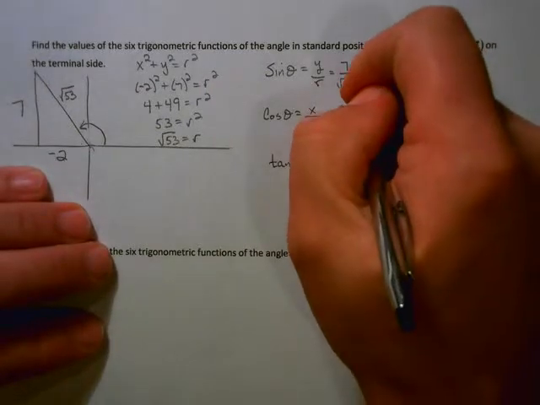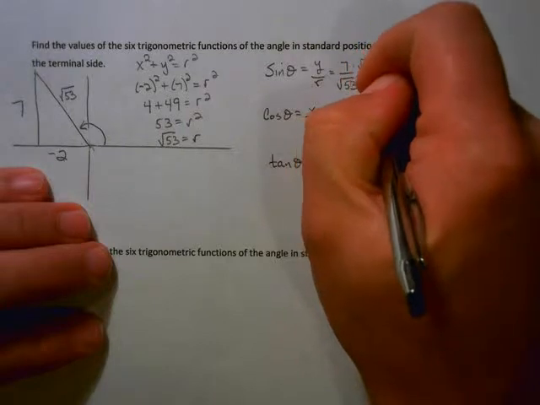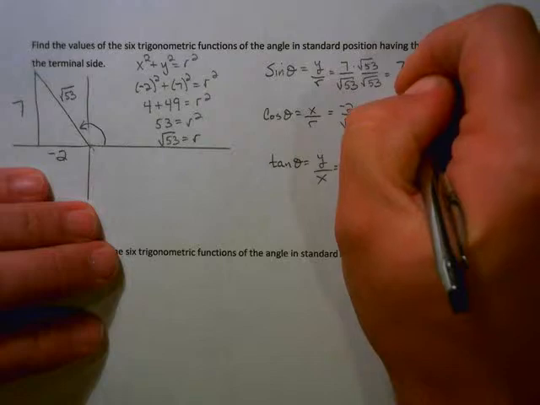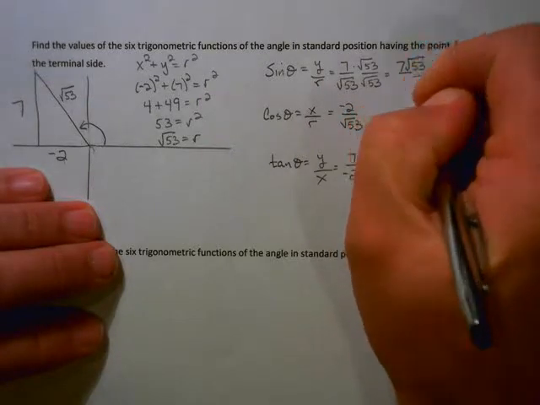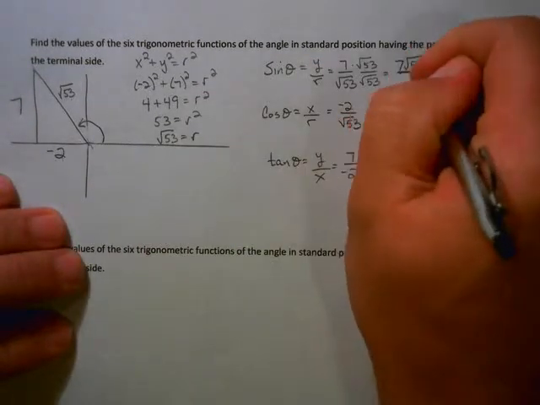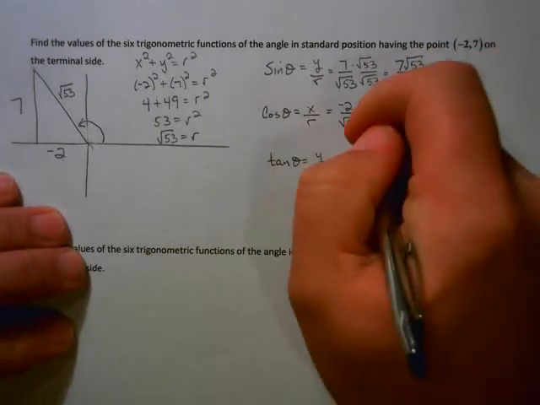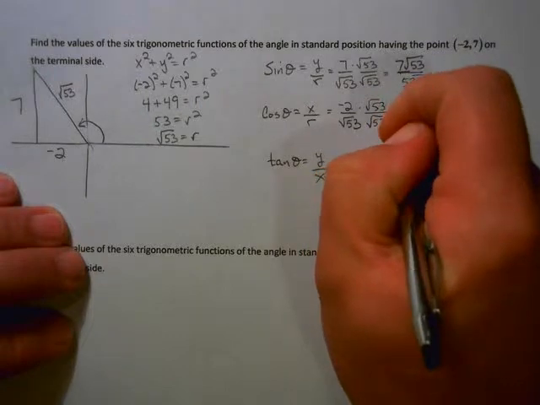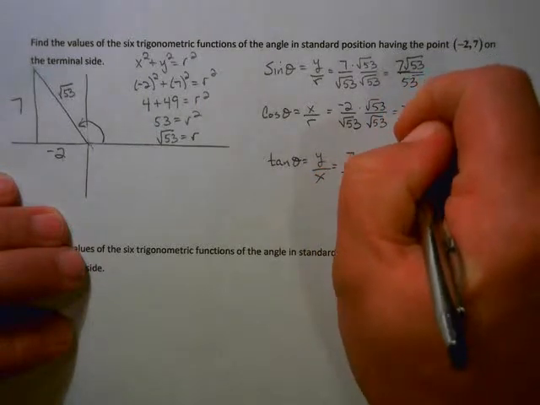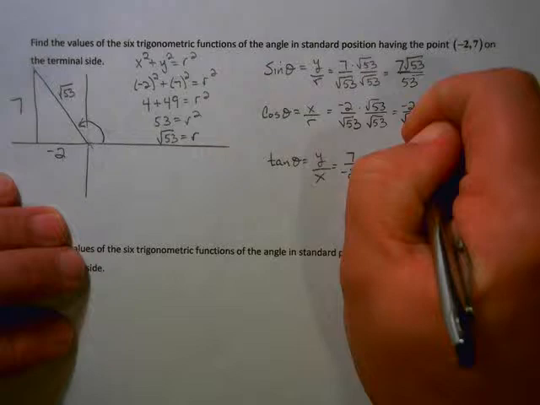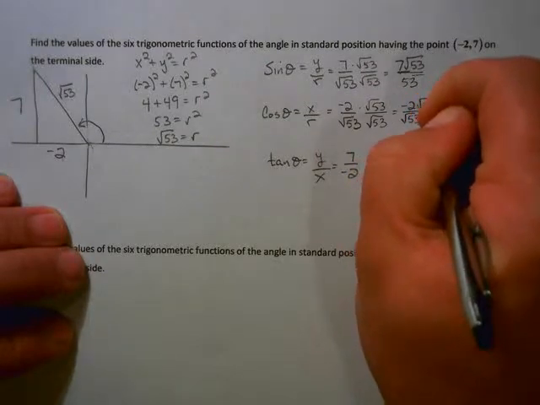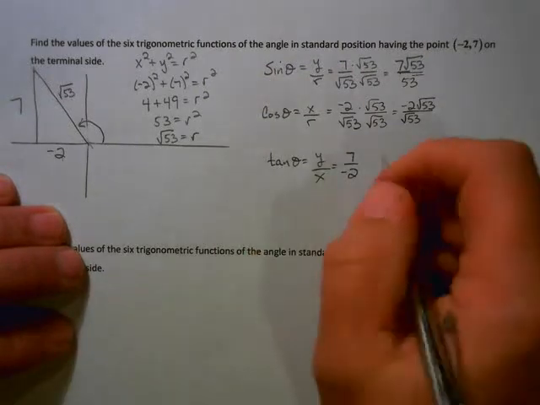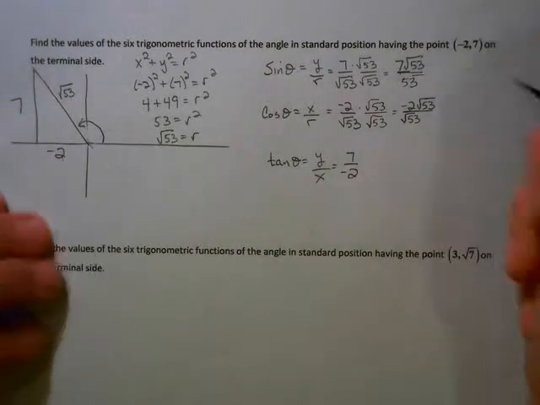Now we can go ahead and rationalize these if you want. The square root of 53 over the square root of 53. So 7 square roots of 53 divided by 53, multiplied by the square root of 53 over the square root of 53. We get negative 2 square roots of 53, I should say, over the square root of 53. And that one's all set for us.